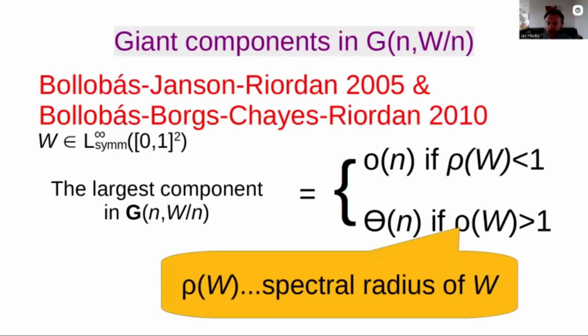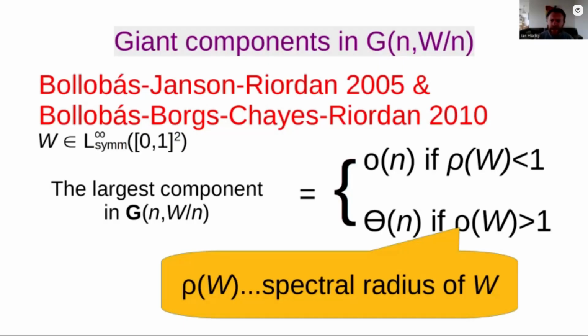And indeed, such a condition does exist, and it's formulated in terms of the spectral radius. I will have a slide on what the spectral radius of a graphon is. But this is a generalization of the theorem of Erdős–Rényi. Why? Because the ordinary Erdős–Rényi graph, G(n, c/n), corresponds to this Bollobás–Janson–Riordan model when W is the constant c function, and the spectral radius of the constant c function happens to be c. Okay, this is more general than the Erdős–Rényi theorem.